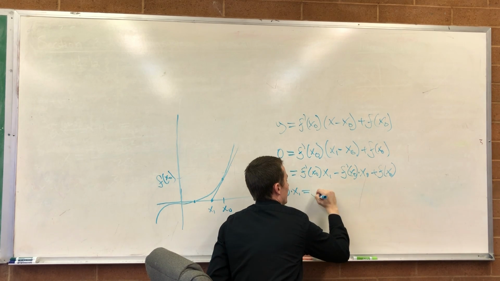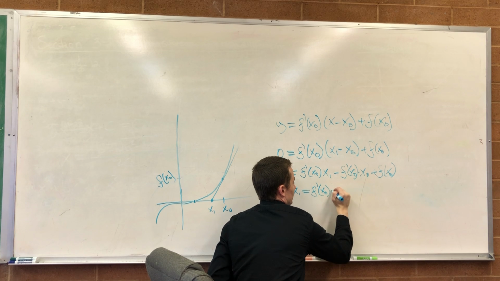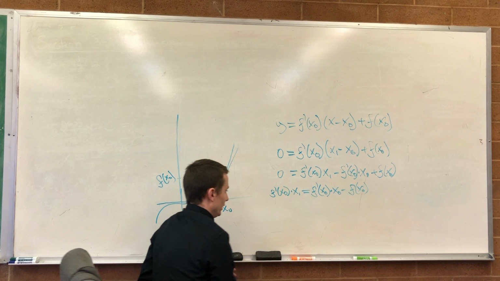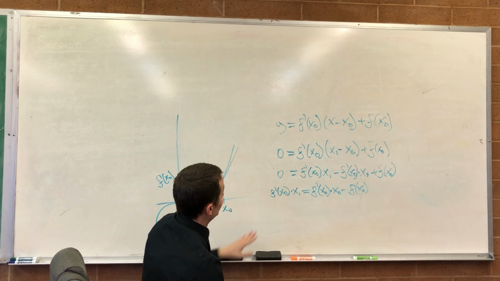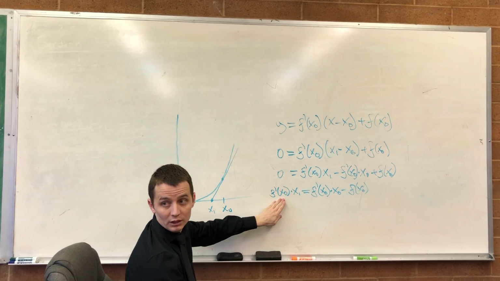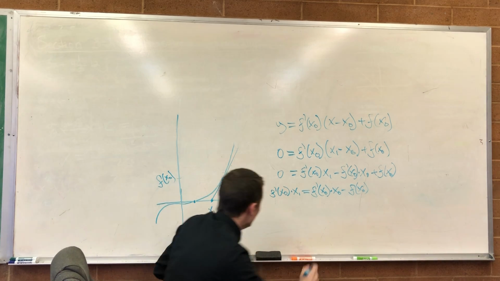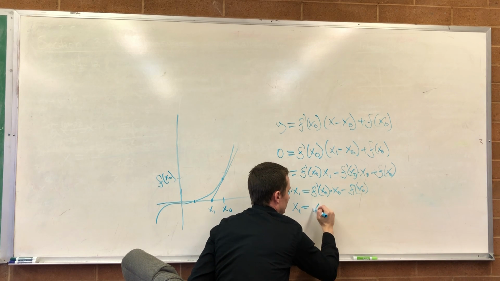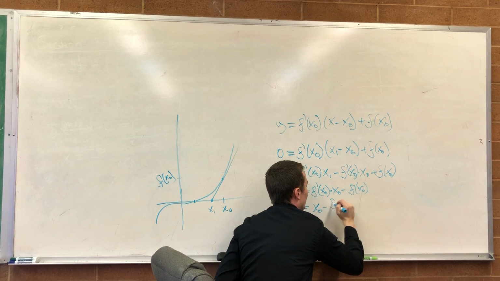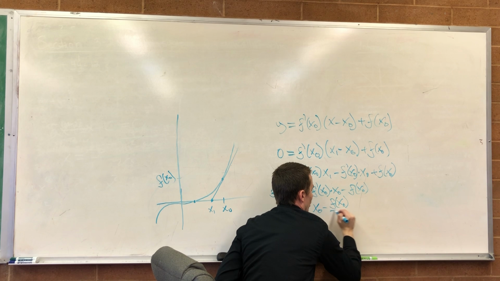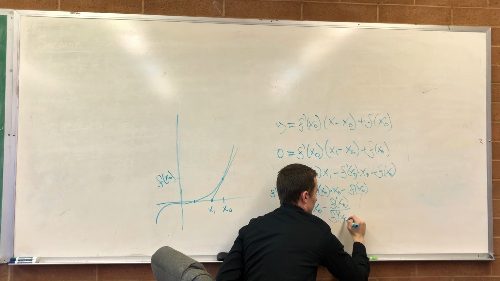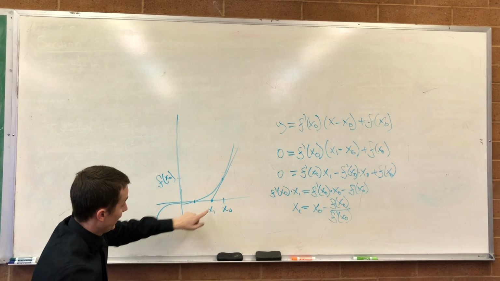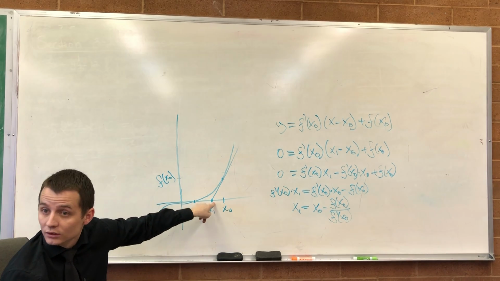Equal to f prime of x naught times x naught minus f of x naught. Okay, now we're good, right? Divide through now by f prime of x naught. And so we get x1 is equal to x naught minus f of x naught over f prime of x naught. Follow that? Okay, so now that gives me x1.